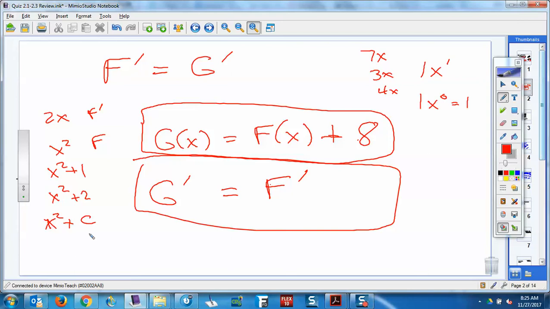So the idea here is that if you have two functions that have the same derivative, they don't necessarily have the same antiderivative, but they can only be different by what? A constant. They can only be different by a constant.